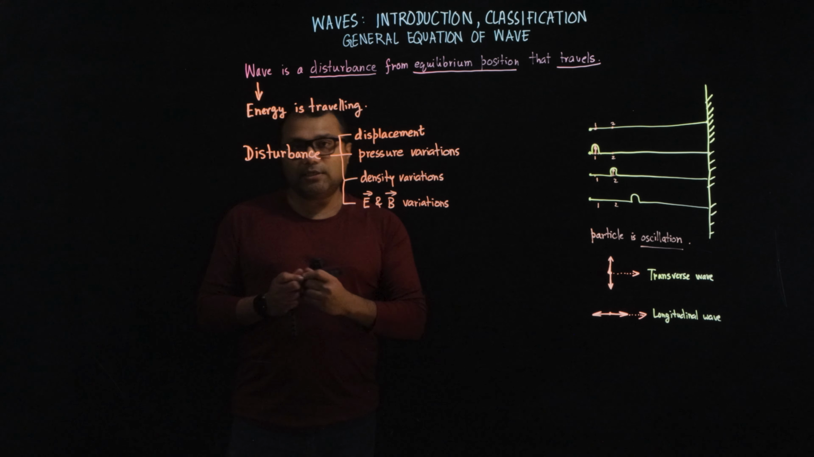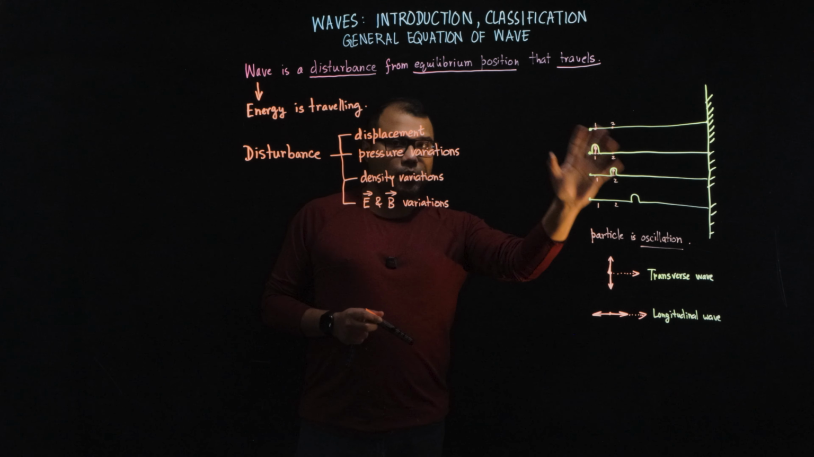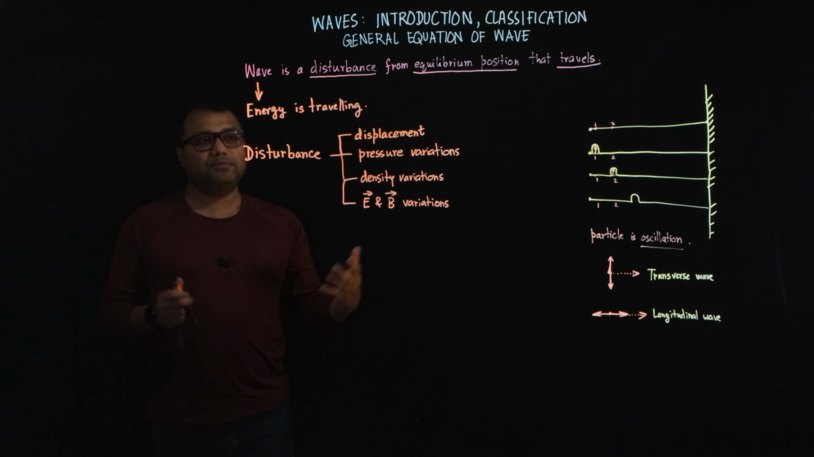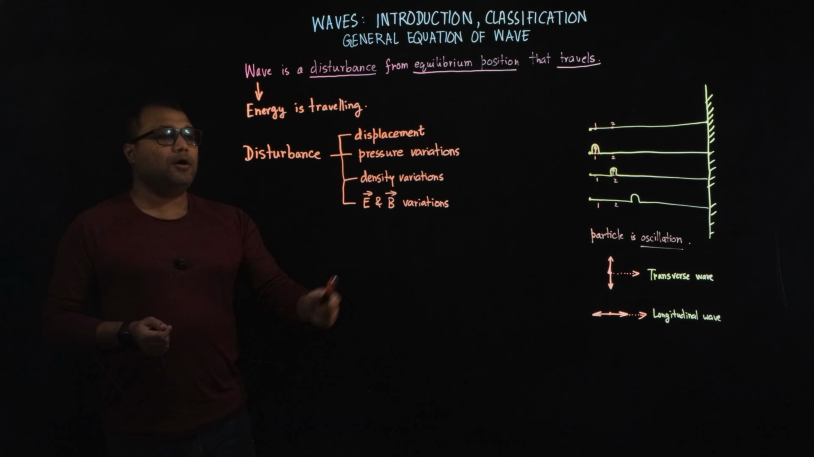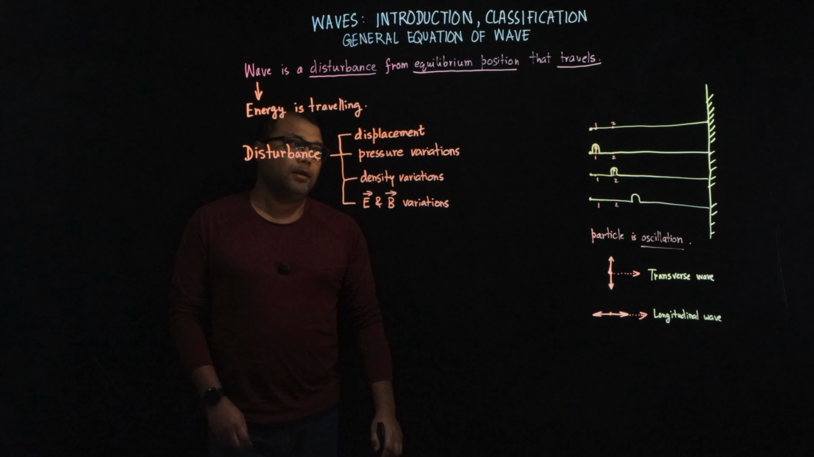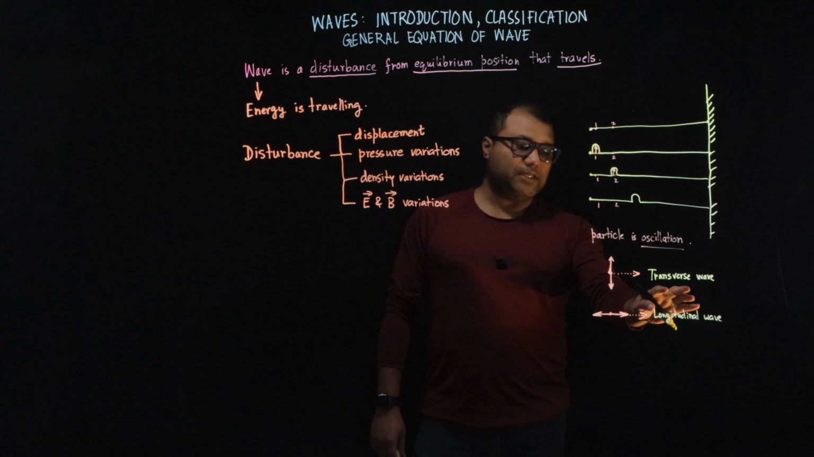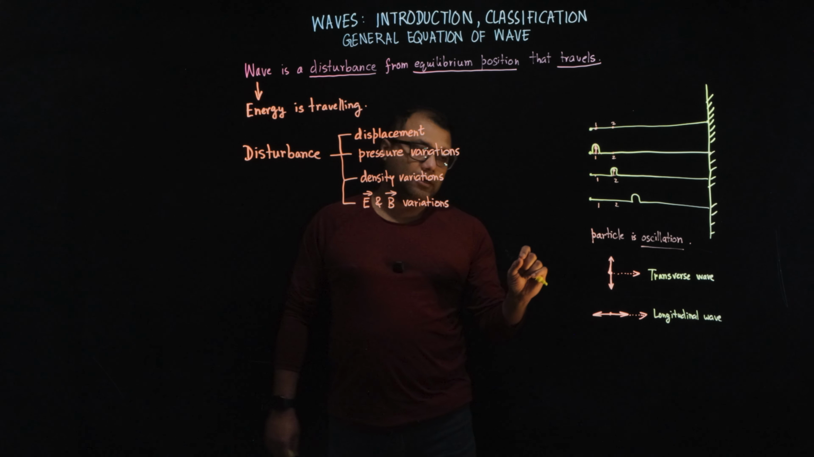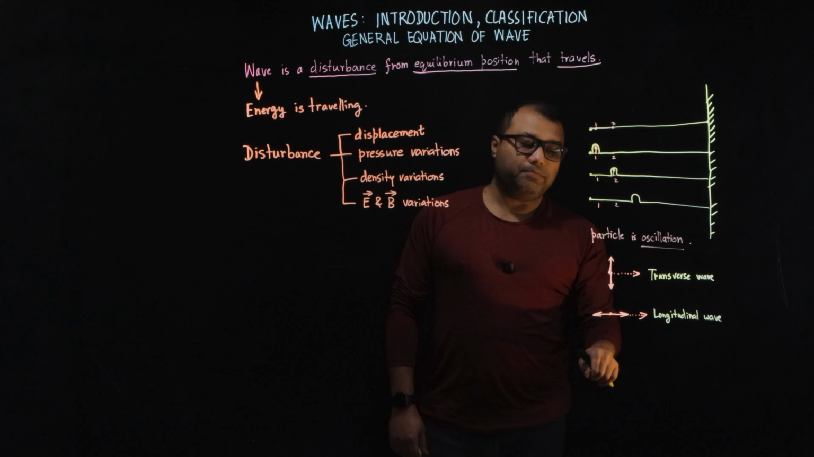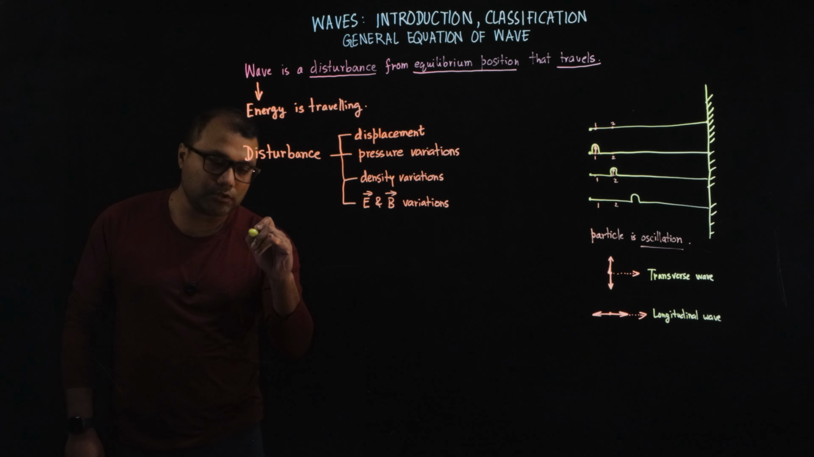Okay, so disturbance can be anything. So don't just confuse disturbance as only displacement. It can be disturbance in pressure, density, or even electric and magnetic fields. Okay. Now, one way of classifying waves we call transverse and longitudinal waves depending on which direction the particles are oscillating. There is another classification based on medium.